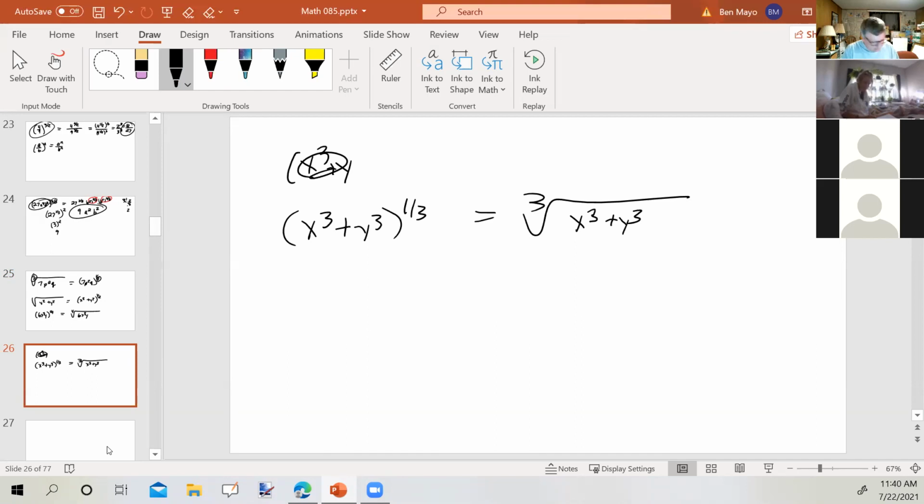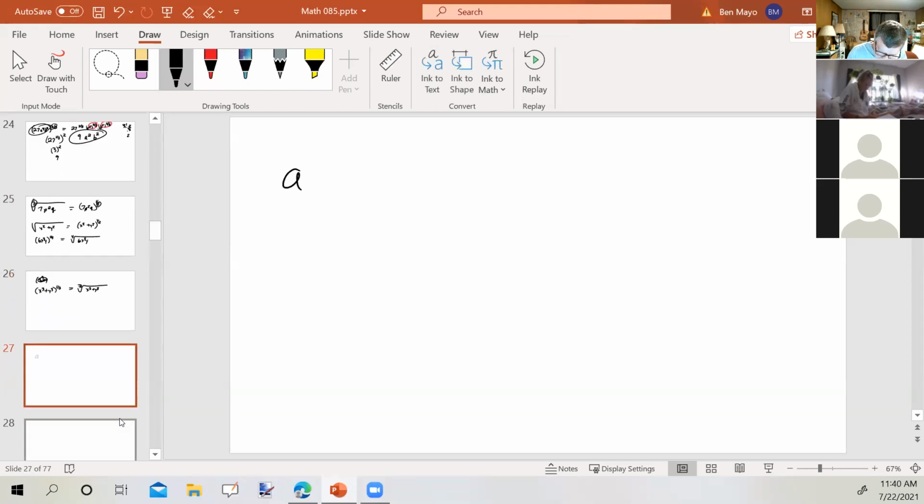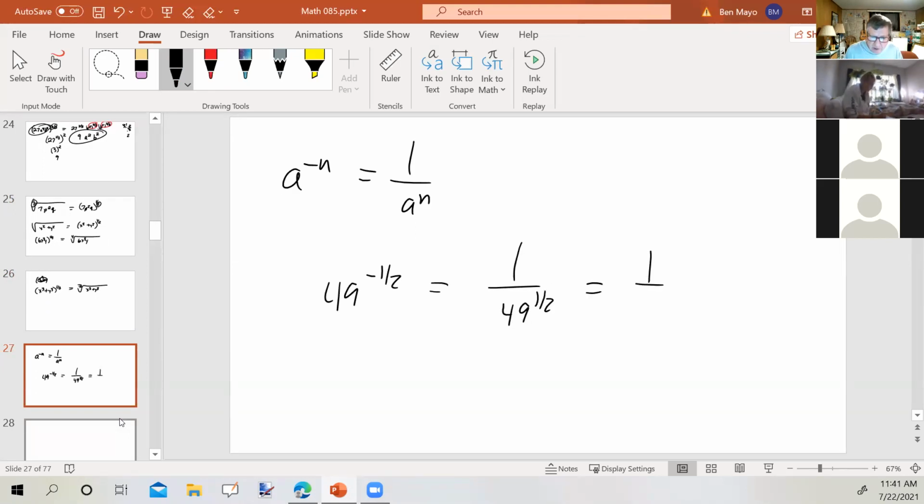Now recall that something raised to a negative exponent is like 1 over that same base raised to a positive exponent. So 49 to the negative 1/2 power is 1 over 49 to the positive 1/2 power, which is 1 over, what's the square root of 49? 7. Eight to the negative 1/3 power is 1 over 8 to the 1/3 power, which is 1 over the cube root of 8, which is 2.